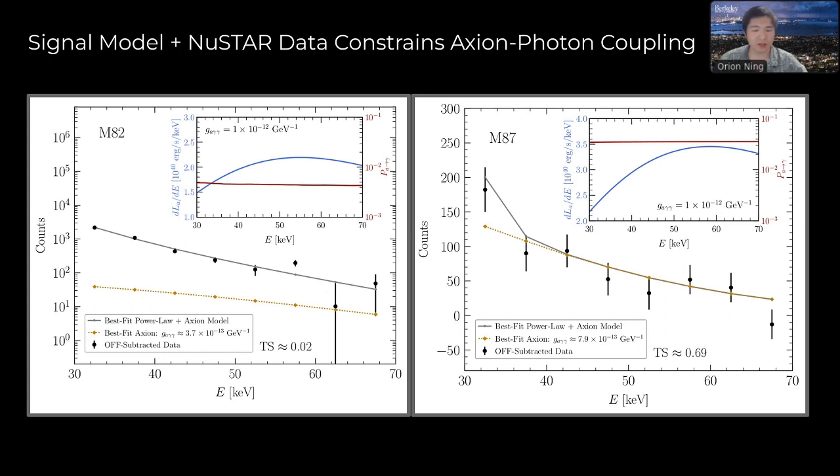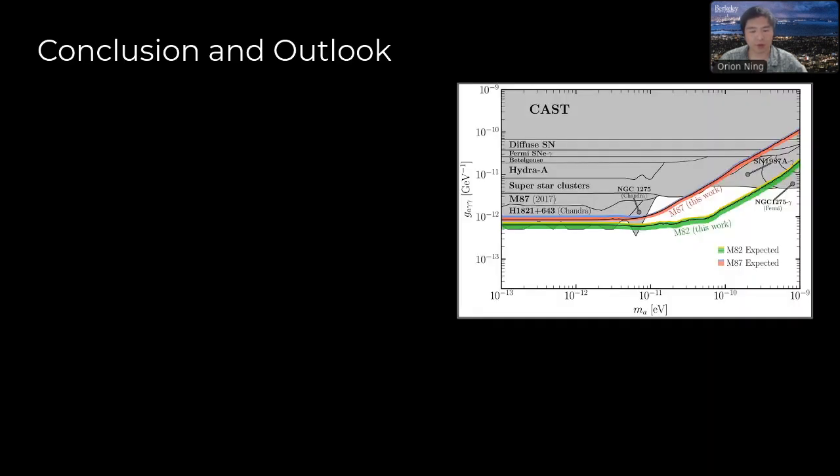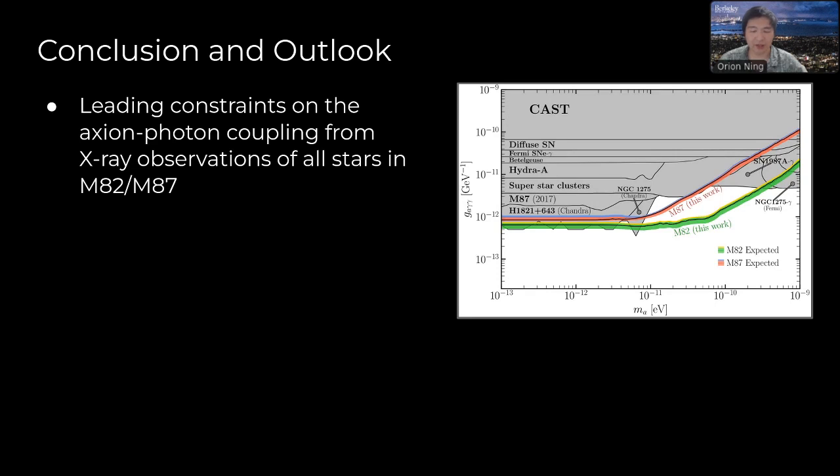We compare this in the limit of low mass axion to our combined best fit axion signal plus an astrophysical power law background model which we profile over, with the inset illustrating an example total differential axion luminosity spectra and conversion probability. Also illustrated is our best fit axion only model in gold. In conclusion, in this work we derive leading constraints on the axion-photon coupling from X-ray observations of all stars in the M82 and M87 galaxies.